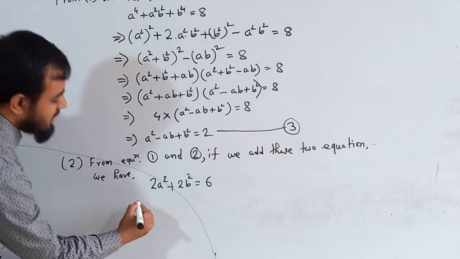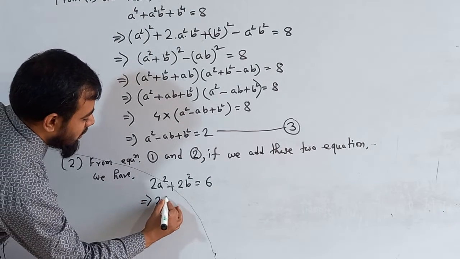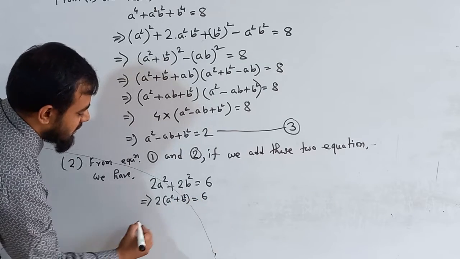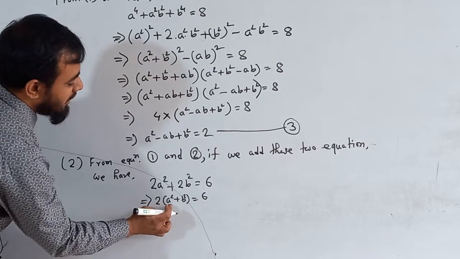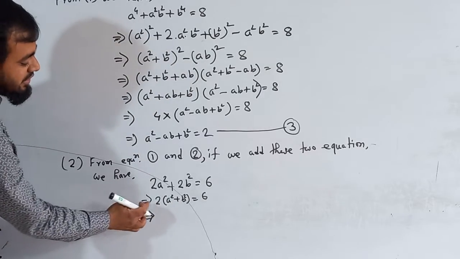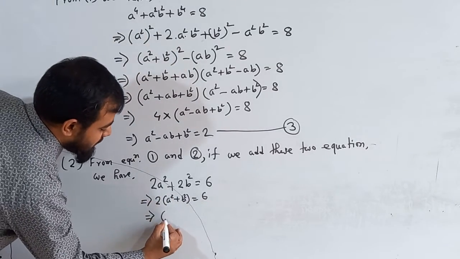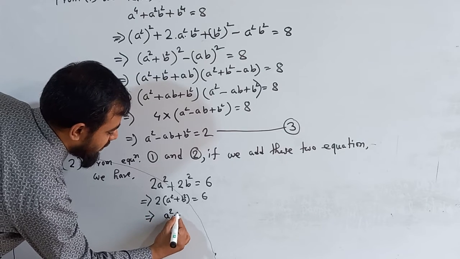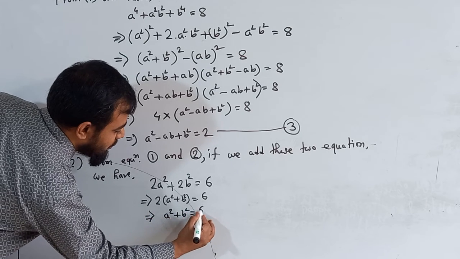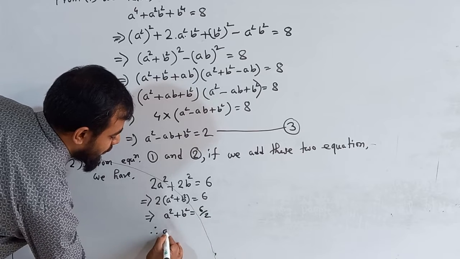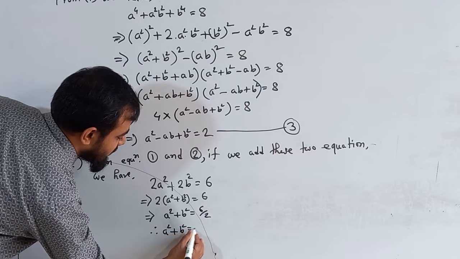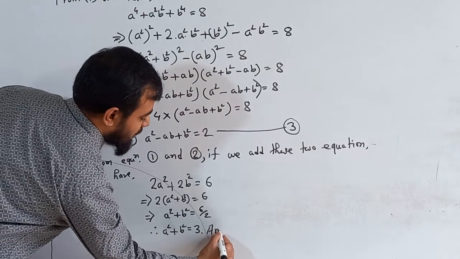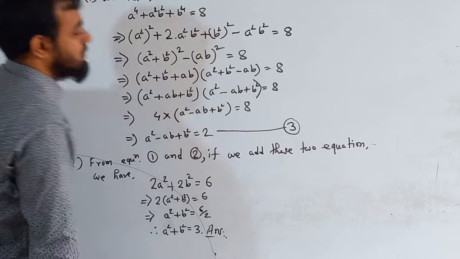Now we can take 2 as our common. It will be a squared plus b squared, that's equal to 6. Now our goal is to find the value of a squared plus b squared. So transfer this 2 to the right side. If we transfer this 2 to the right side, it will be divided by 6. So a squared plus b squared equals 6 over 2. Therefore a squared plus b squared equals 3, which is our required answer of activity 1.